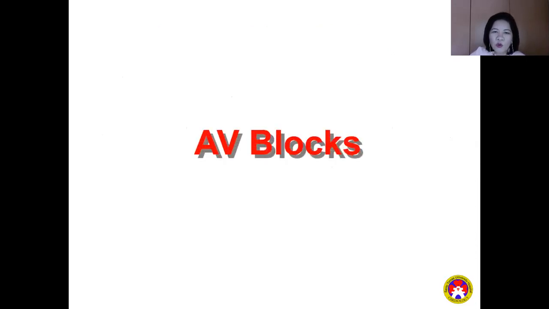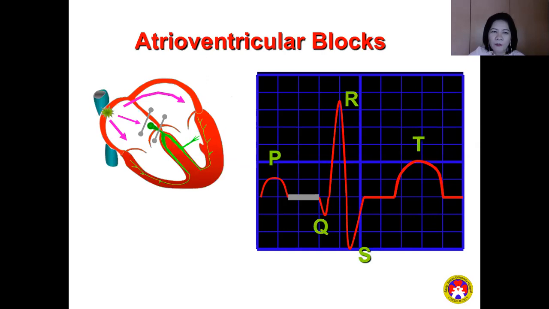Okay, so let's go to AV block. We have learned that the PR segment is the time when the wave of depolarization stays in the AV node for a brief period. So we call that the absolute refractory period. Okay, so during this time, the atria have been depolarized, producing the P, but the ventricles have not yet depolarized.